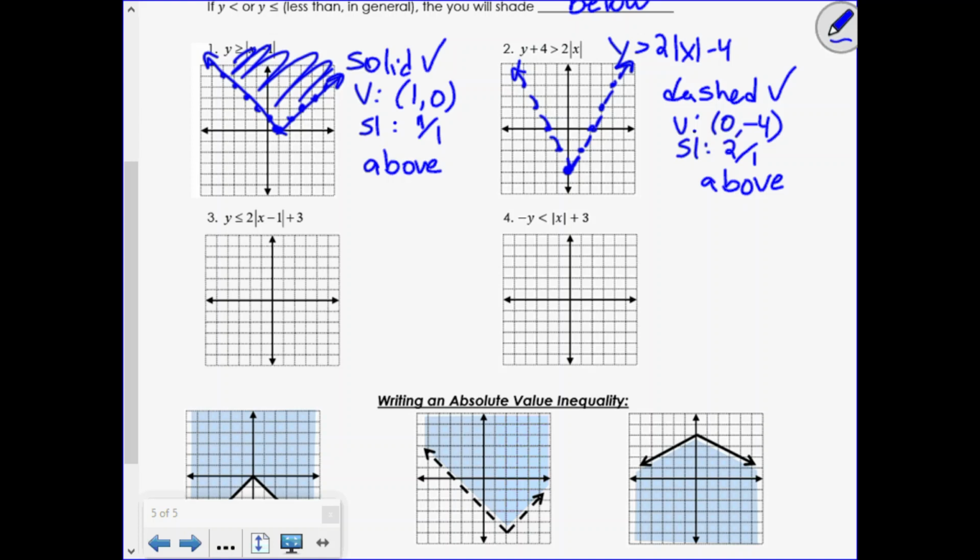And then because we're shading above, when you are trying to graph this, what's the first thing you check for? Solid versus dash. Which one would this be?